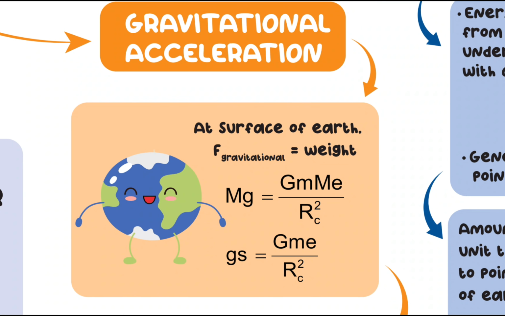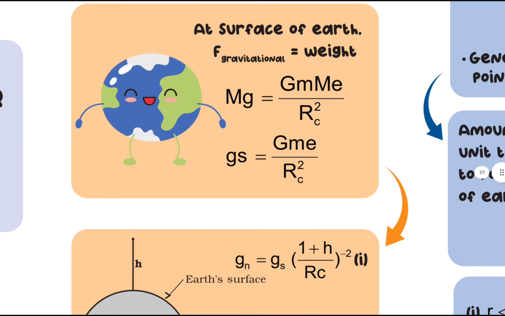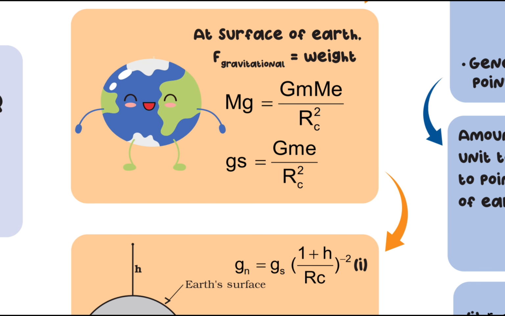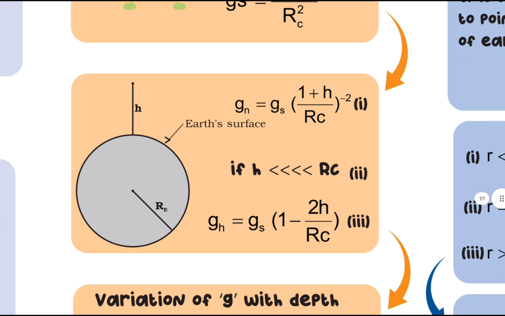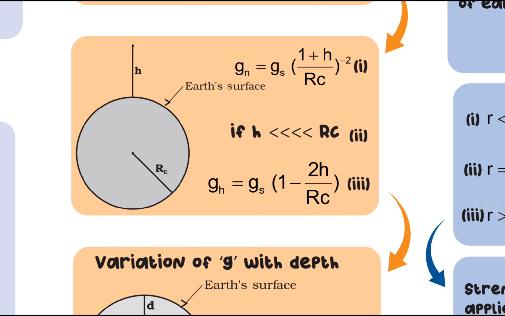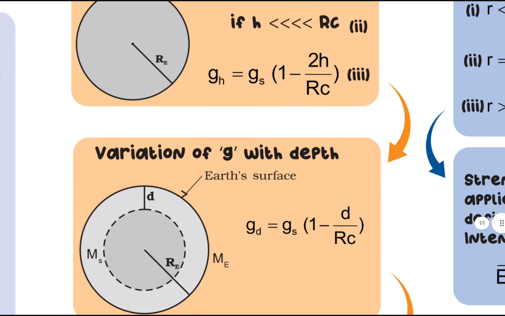Gravitational acceleration. At the surface of Earth, gravitational force equals weight. mg equals G M mass of Earth divided by Re square. That is, acceleration due to gravity at the surface equals G into mass of Earth divided by Re square. At height h, gh equals gs into 1 plus h divided by Re, whole power minus 2. If h is very much less than Re, then gh is equal to gs into 1 minus 2h by Re.